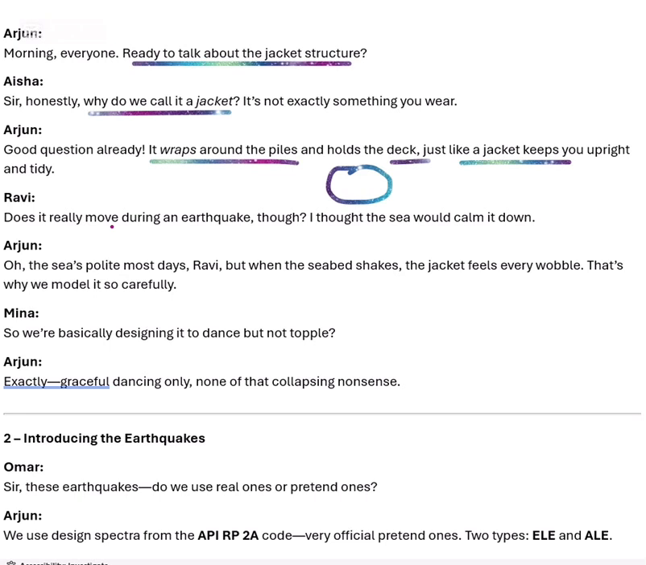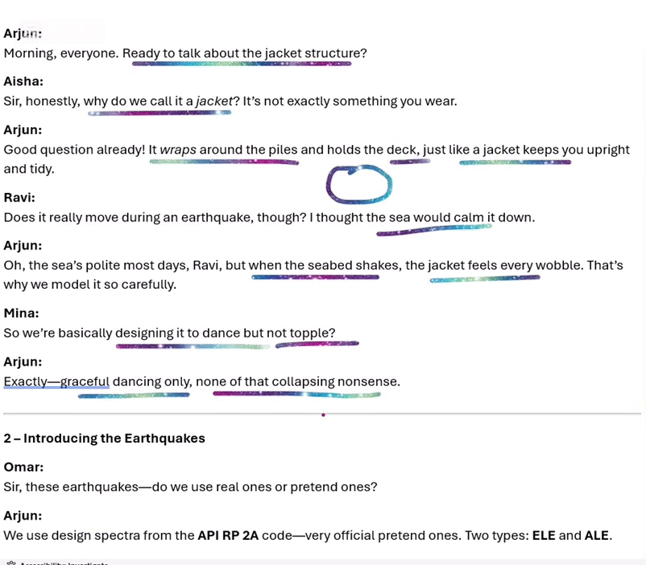Does it really move during an earthquake? I thought the sea would calm it down. The sea is quiet most days, but when the seabed shakes, the jacket feels every wobble. That's why we model it so carefully. So we are basically designing it to dance but not to topple. Exactly, graceful dancing only, none of that collapsing.